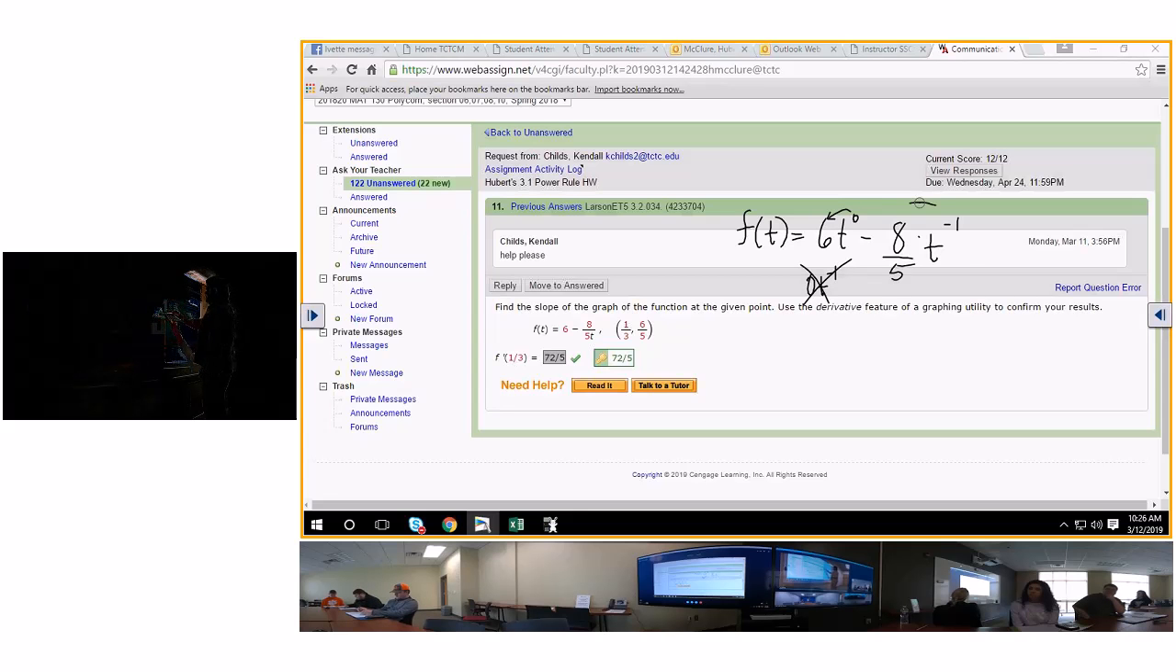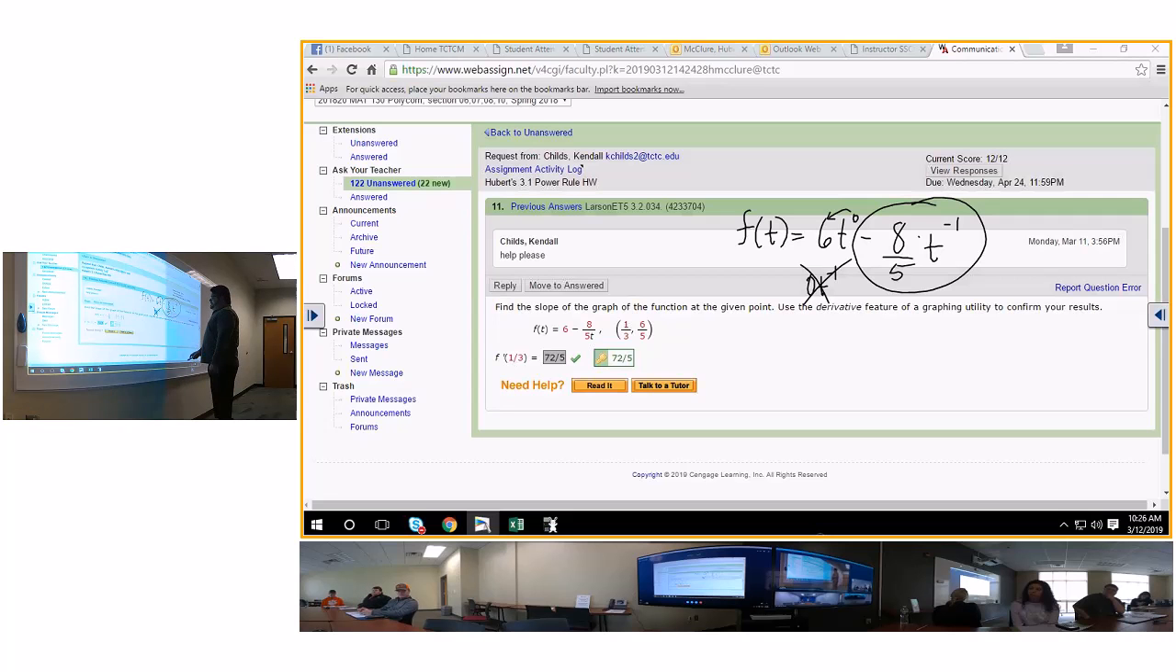Now let's do this one. What's negative 1 times negative 8/5? Positive 8/5. And t to the negative 1 minus 1 is equal to 8/5 times what? T to the negative 2 over 1. And what do I do when I bring that back down, when I flip it? 8 over what? 5t squared.